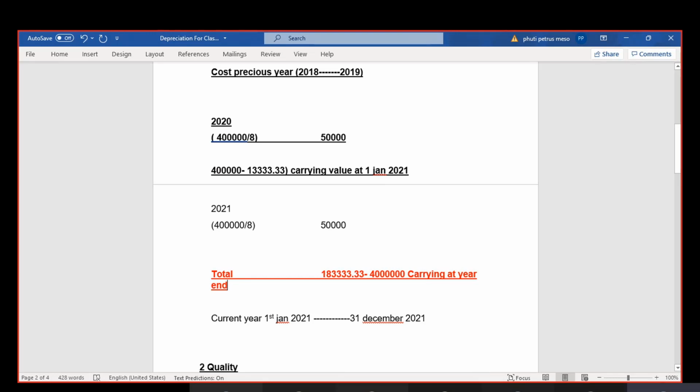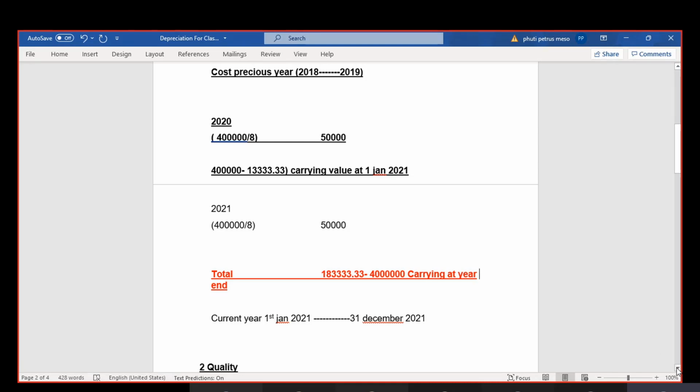Norman, are you there? Yes, makes sense, sir. Does it make sense to everybody? This is how you apply yourself on the PPE note for the carrying amount value that has to be transferred through to your statement of financial position. We're looking at this to be part of your carrying amount at the end of the year.